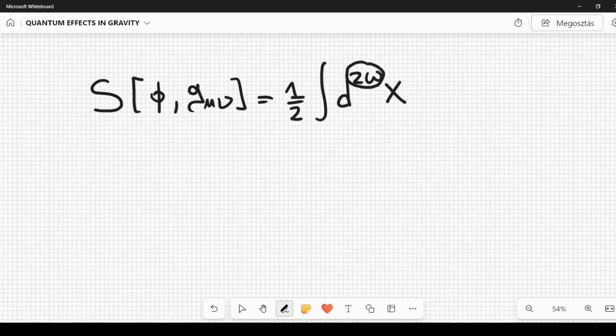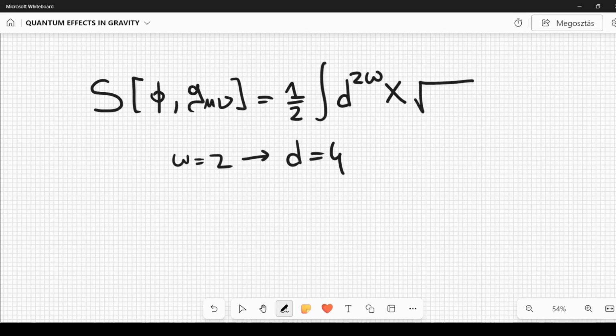Now this 2 omega is simply the dimension of our space-time. So in general we might have omega equal to 2. It means that we have d equal to 4 if we define 2 omega to be equal to d, which is the number of dimensions, as usual in special and general relativity. But for now, let's use this notation.